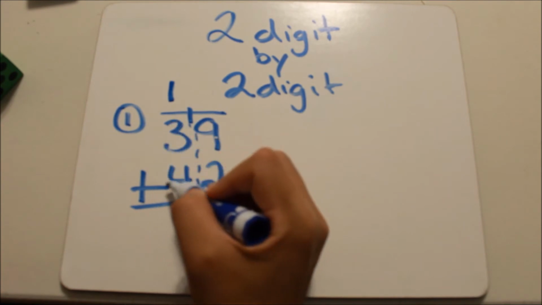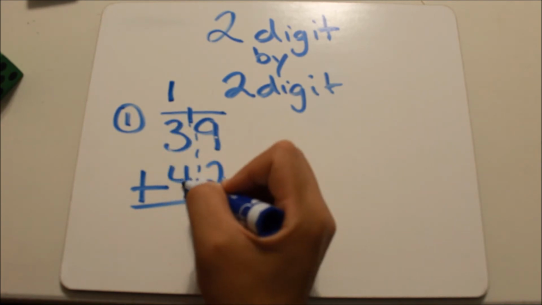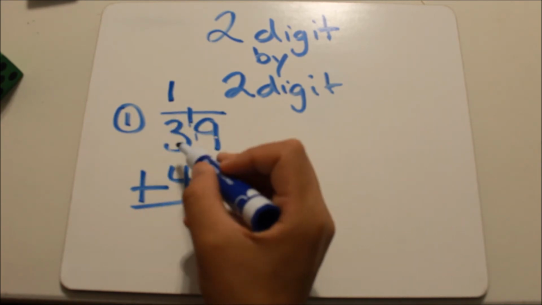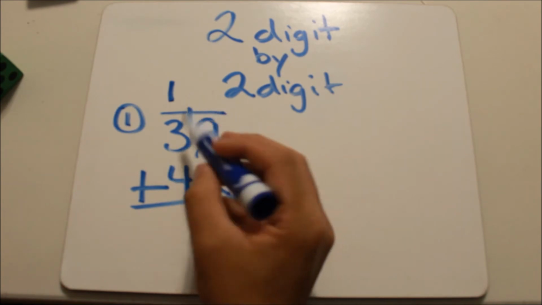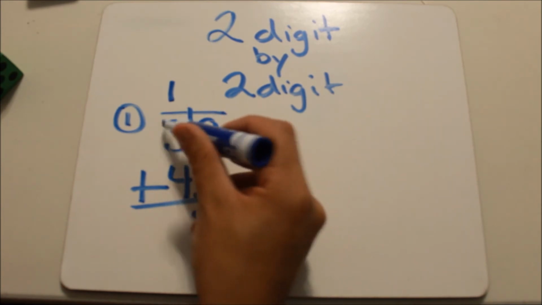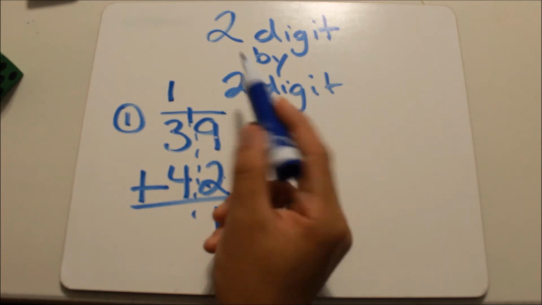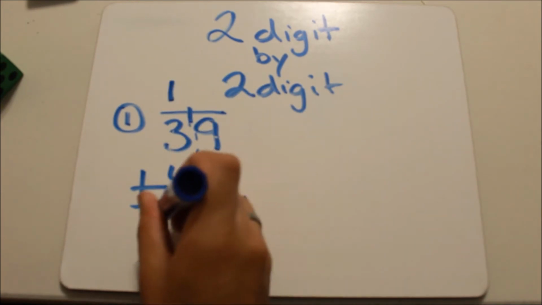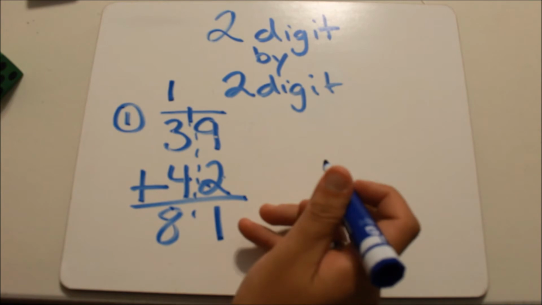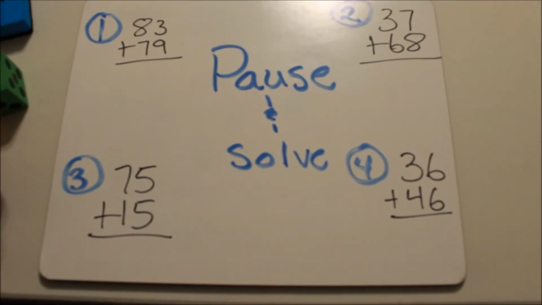Now I solve what's under the line first. 3 plus 4 is 7, or I can go 4, 5, 6, 7, whichever strategy helps you. And my last one being 8. So I have 81.